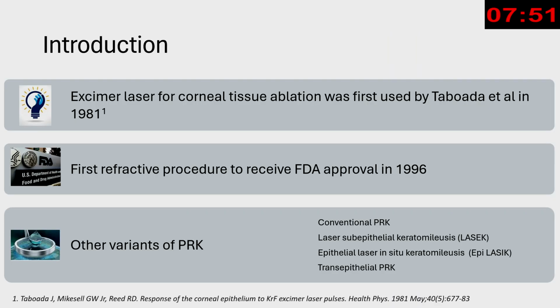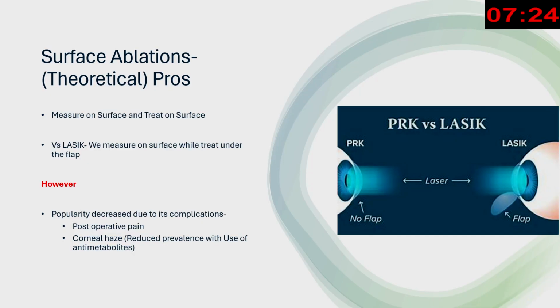Excimer laser for corneal tissue ablation was first used by Trokel in rabbits. He used a krypton fluoride gas Excimer laser. And eventually, after multiple human clinical studies, this was the first refractive procedure to receive an FDA approval in 1996. Currently, we have various variants of surface ablation, which include conventional PRK, laser subepithelial keratomileusis, epi-LASIK, and transepithelial PRK.